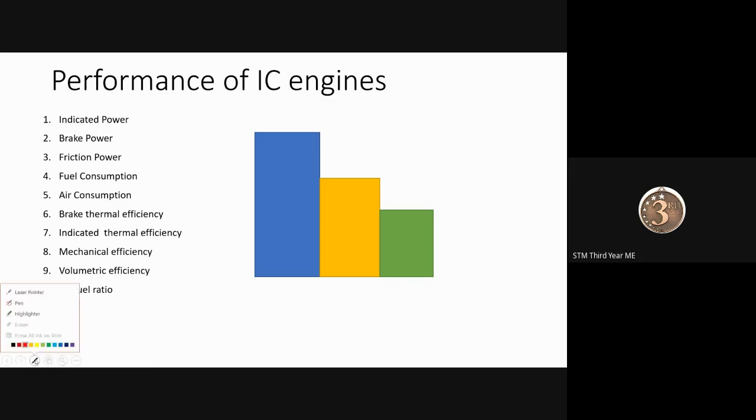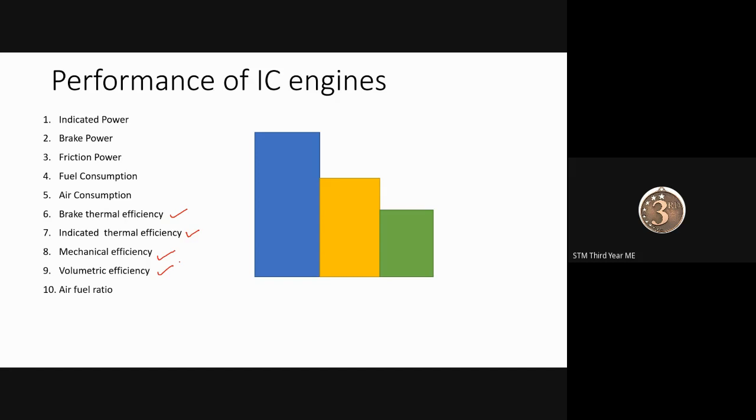Today we are going to discuss the efficiencies. There are mainly four types: indicated thermal efficiency, brake thermal efficiency, mechanical efficiency, as well as the volumetric efficiency.